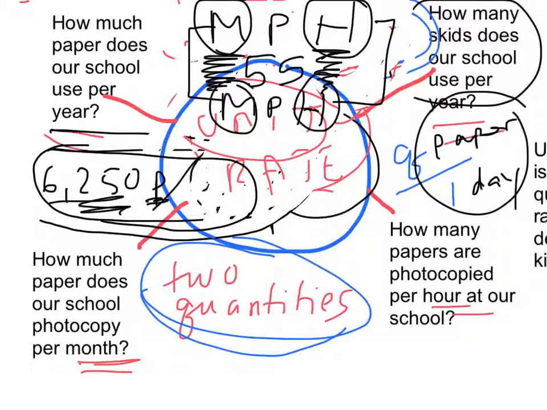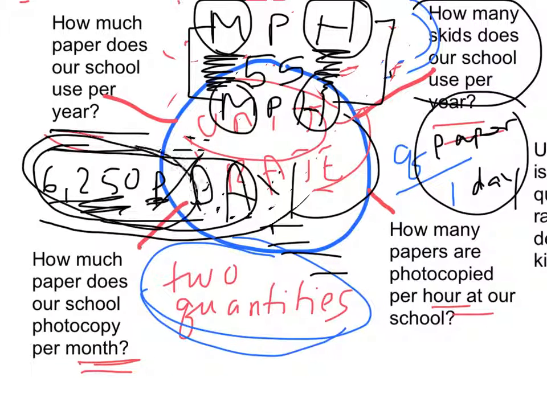6,250 pieces of paper per day, D-A-Y, singular, is a ratio that measures how many pieces of paper, 6,250, are photocopied per 1 unit day. So in order to answer these questions, or a question like how much paper does our school use per year, you have to determine the unit rate, the amount of something over 1 day, 1 hour, 1 something. So on Tuesday when we're working and you're trying to answer the questions, always try to find the unit rate, the amount of something over 1.